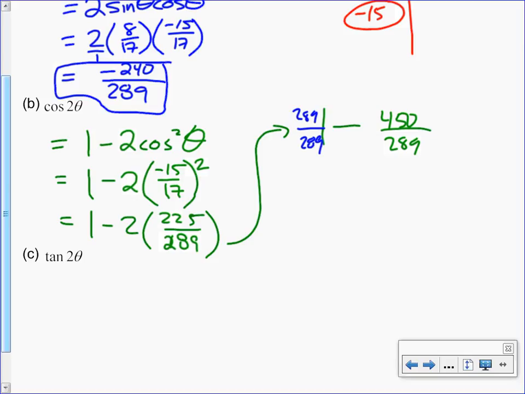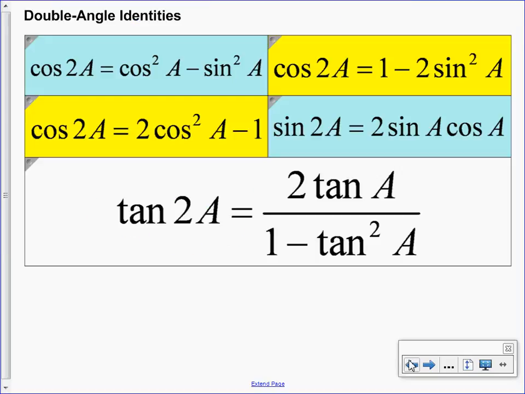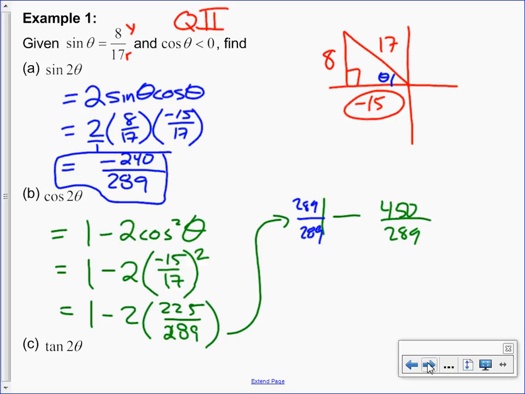Is it 2 cosine squared or 2 sine squared? Oh, it's supposed to be sine. My bad. Alright, so we're going to change this to sine. And this will be 8, not negative 8. So it's just 8 over 17 squared, which is 64. 2 times 64 is 128.